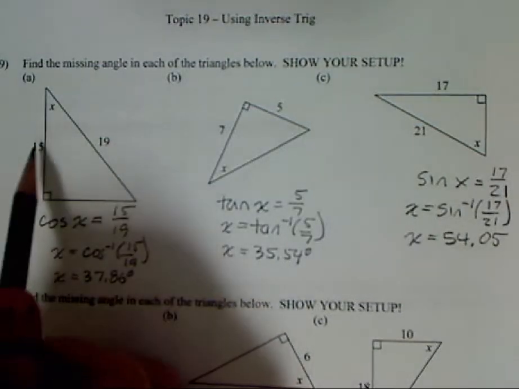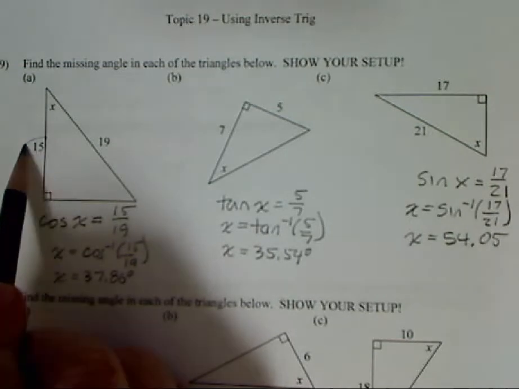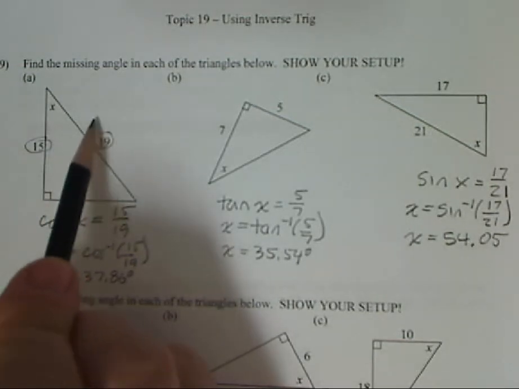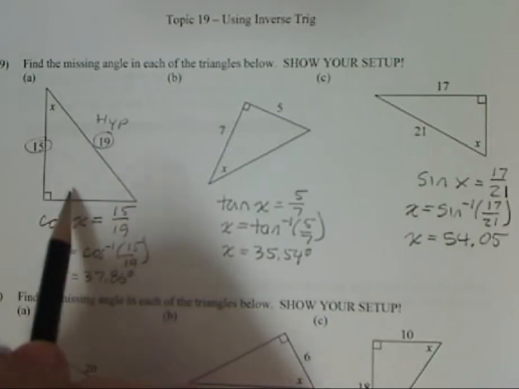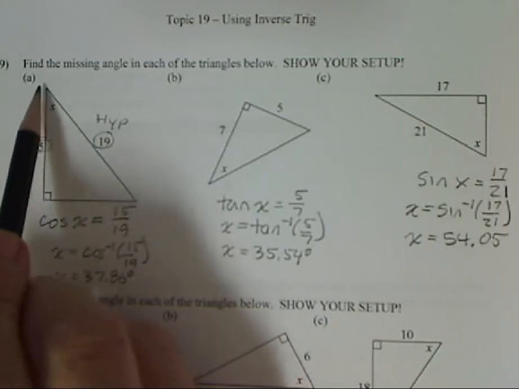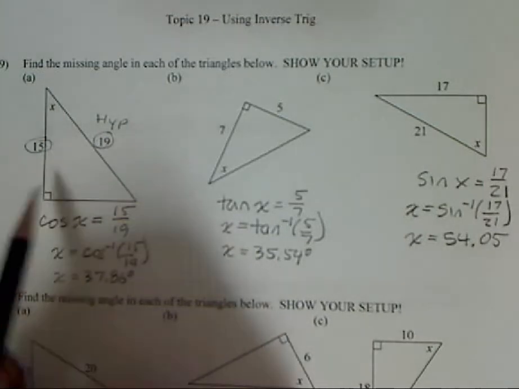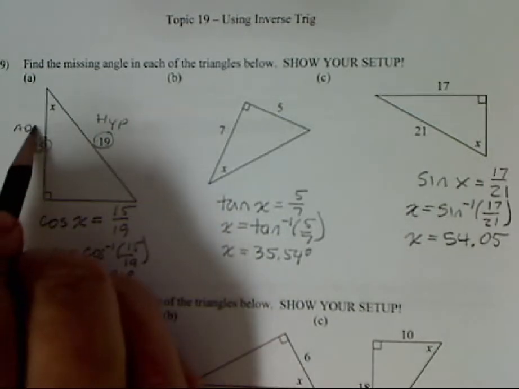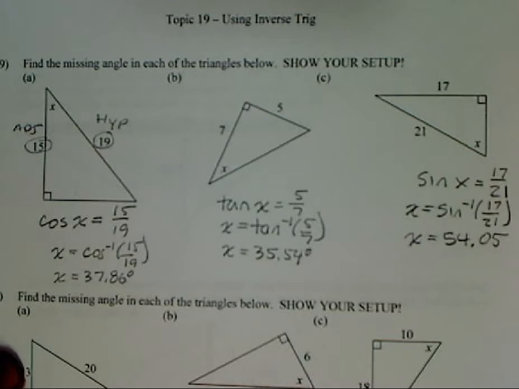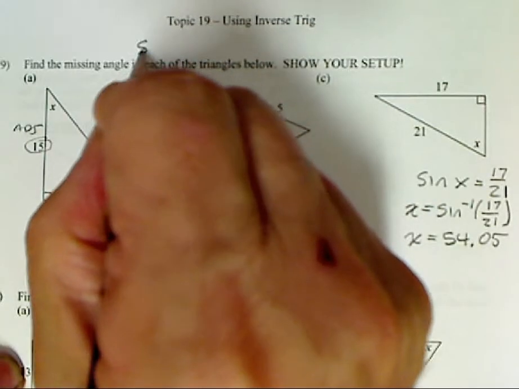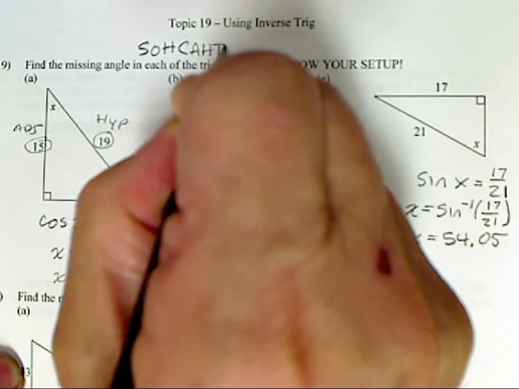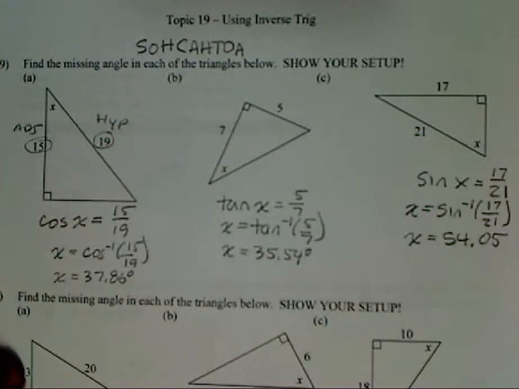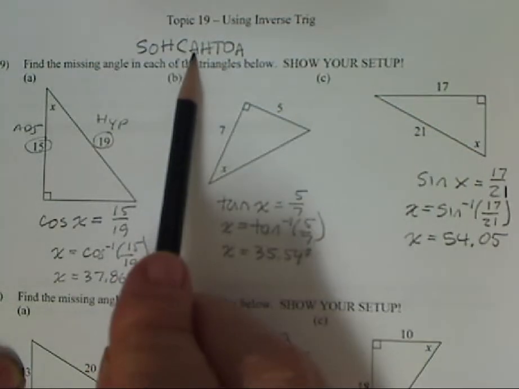So I look at what I'm given. Right here, I've got the 15 and 19. This side is the hypotenuse. This side is opposite. Adjacent is the side that touches the angle that's not the hypotenuse. So I've got adjacent and I've got the hypotenuse, so I'm going to use cosine. So remember SOHCAHTOA: cosine is adjacent over hypotenuse.